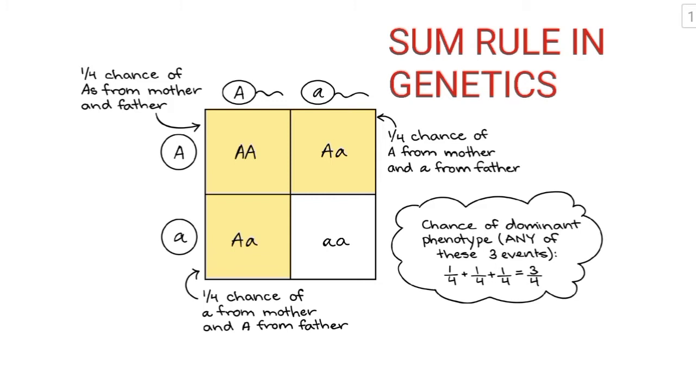Probability of A from mom and A from dad is 1 by 4. Probability of A from mom and small a from dad is also 1 by 4. Probability of small a from mom and big A from dad is also 1 by 4. Since it is sum rule, we need to add 1 by 4 plus 1 by 4 plus 1 by 4 is equal to 3 by 4.